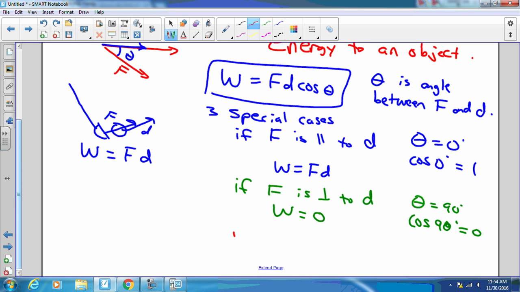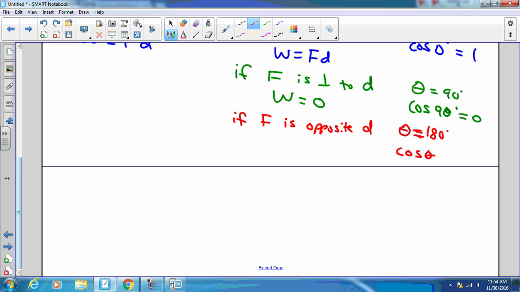And then third, if F is opposite of D, or anti-parallel to D, then theta is 180 degrees. What's the cosine of 180 degrees? Negative 1, that's right. So cosine theta is negative 1. And the work done will actually be a negative quantity, negative force times distance. What does that mean, negative work? Well, I'll explain tomorrow, but it means that the object is slowing down.